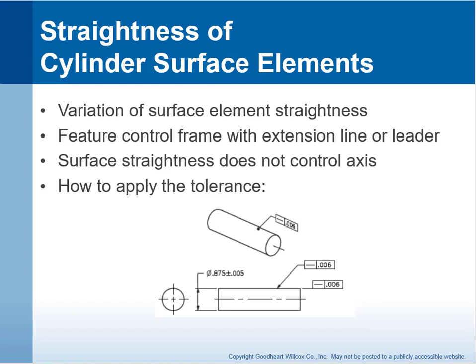Now, straightness on a surface element, again, it's always in this one direction. Essentially what we're doing is checking the straightness of the surface element here. Feature control frame with extension lines or leaders, that's how we can do it. This one here, or we can do it with an extension line here. That's how to apply that feature.